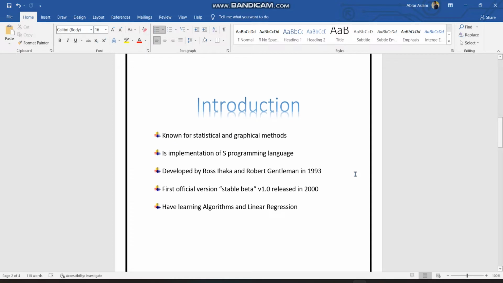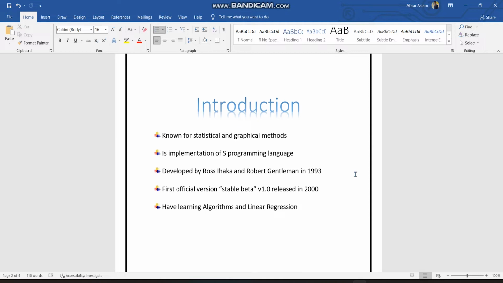What is the R programming language? R is the programming language which is mostly known for its statistical and graphical methods. R is the open source implementation of the S programming language. The S programming language was created in 1976 for the purpose of statistical analysis.